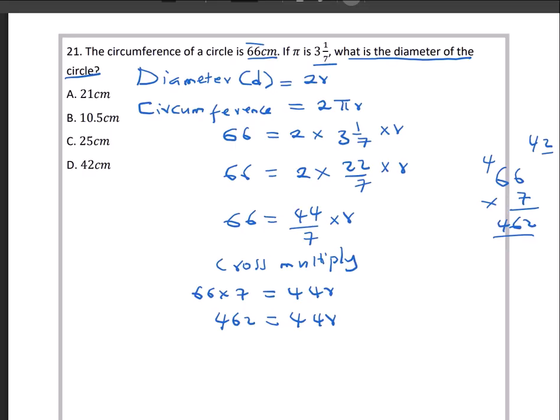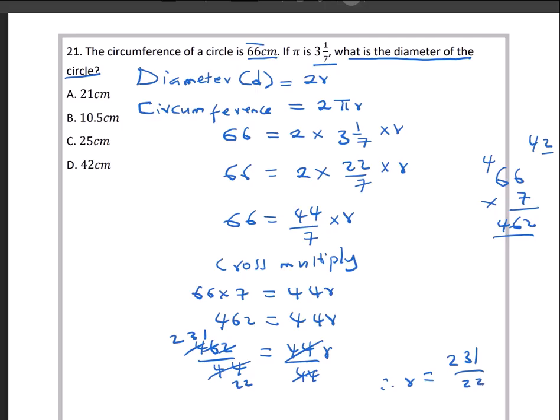From this point, let's divide both sides by 44. 462 divided by 44 is equal to 44 divided by 44, then we'll have r. So they cancel out. Therefore r is equal to 231/22. From this very point, I don't know if there is any other value we can use to divide, but I think we can just have this fraction. So let's have this fraction and keep it. But then that's not what we are asked to solve for.